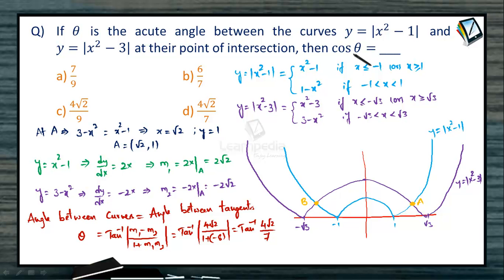But what is the requirement? We need the cos theta value. So tan theta, when expressed in terms of cos theta, would be cos inverse of 7 by 9, right? So what is the cos theta value? The value of cos theta which is required is 7 by 9, present at option A among the choices.